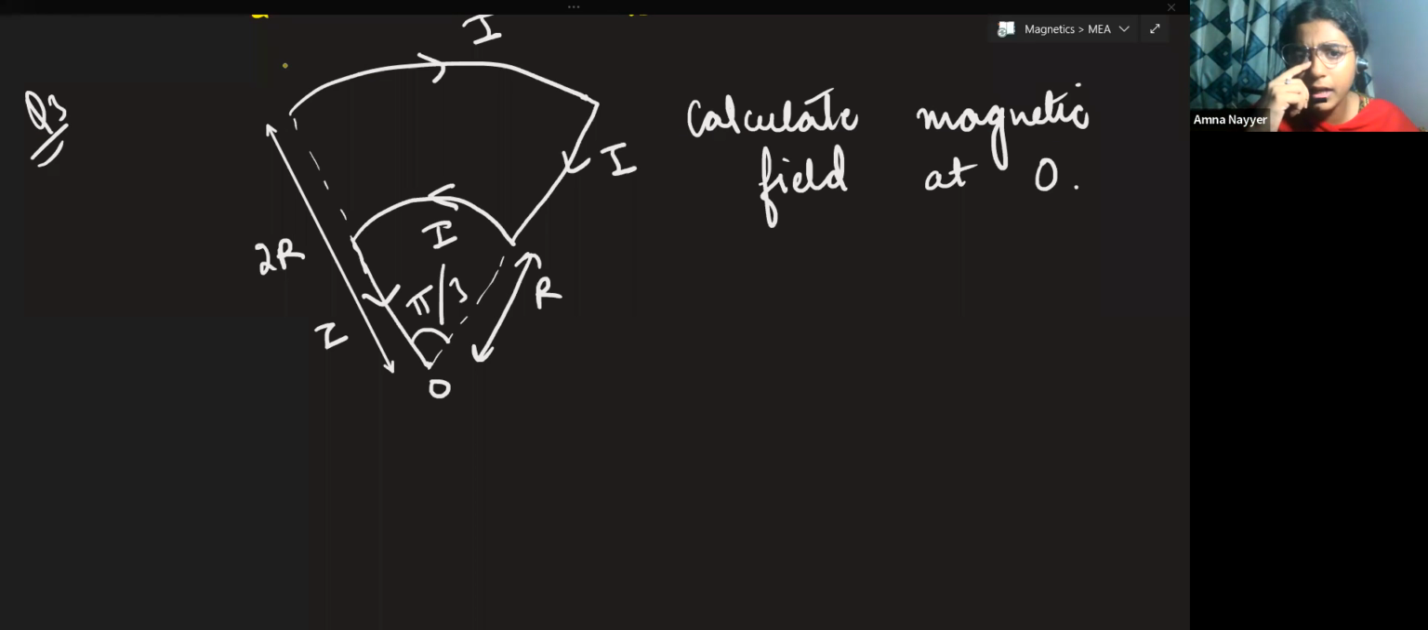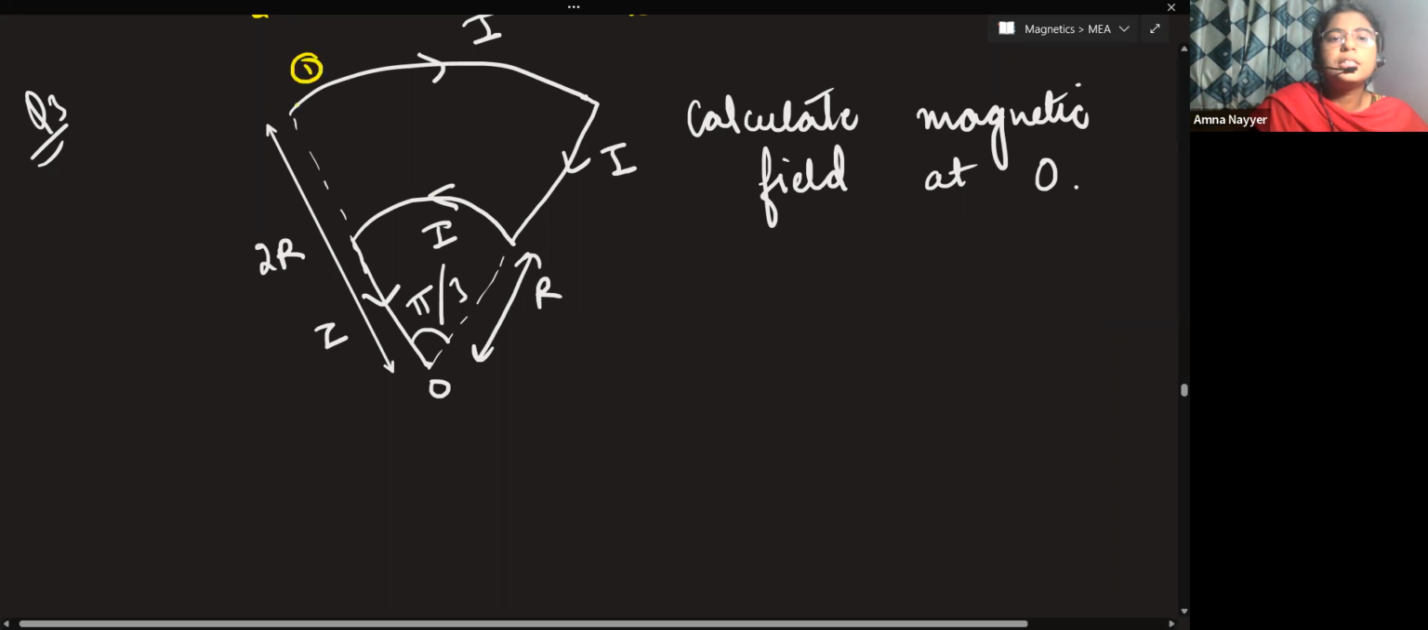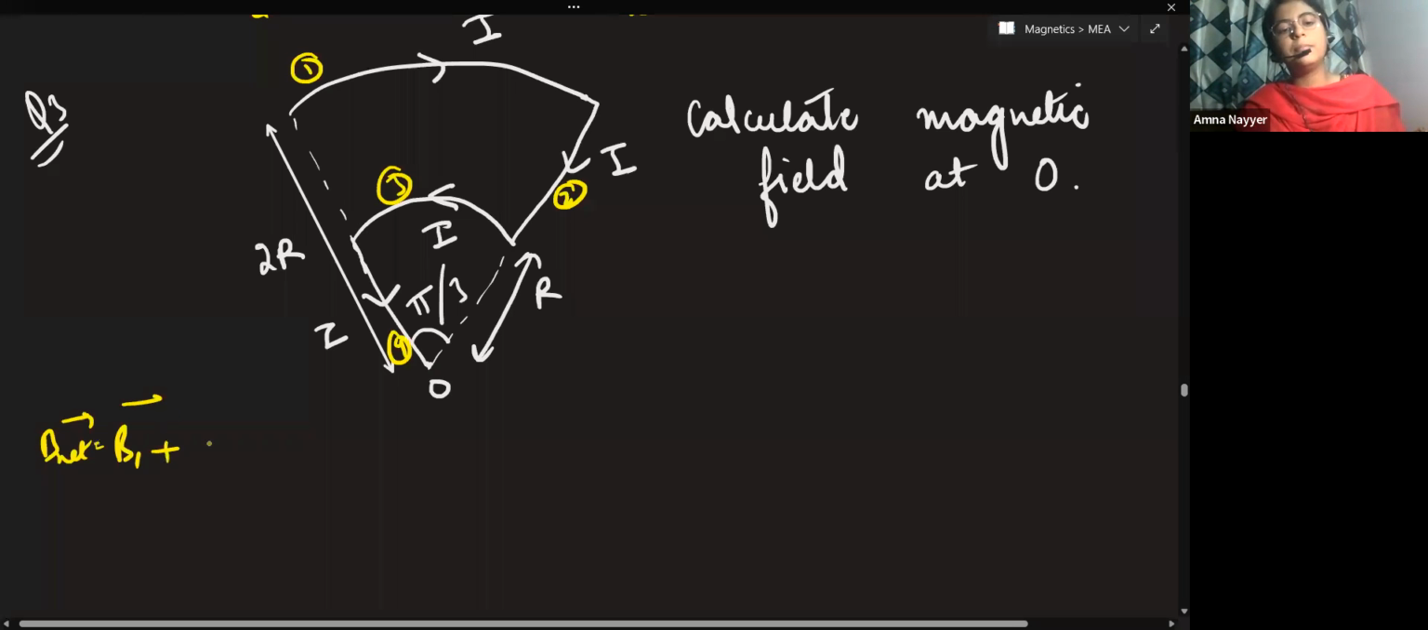See, did anyone try? What is the answer you're getting? Let's divide it into segments. This is the first wire, this is the second, this is the third, this is the fourth. Magnetic field at point O due to the second wire and the fourth wire. The net magnetic field will be B1 plus B2 plus B3 plus B4.